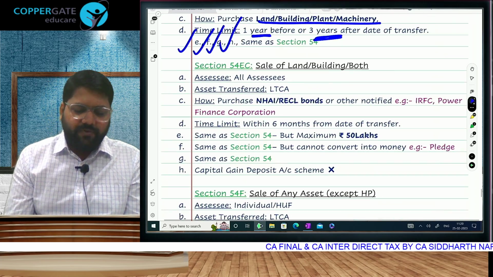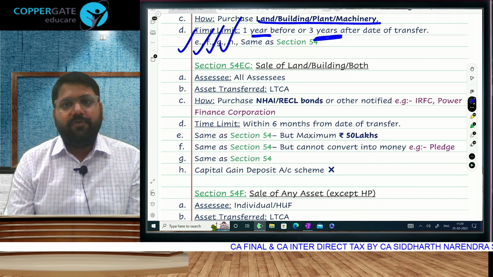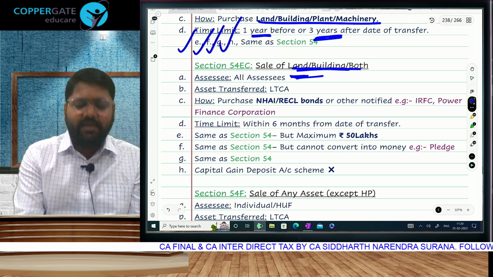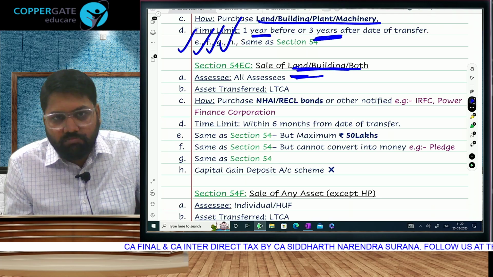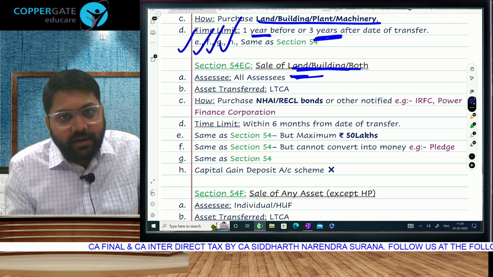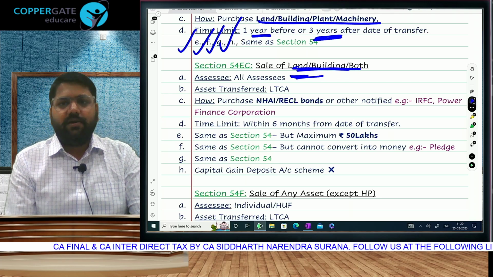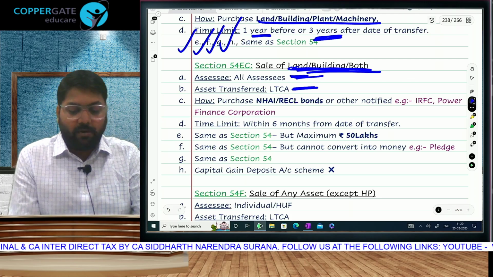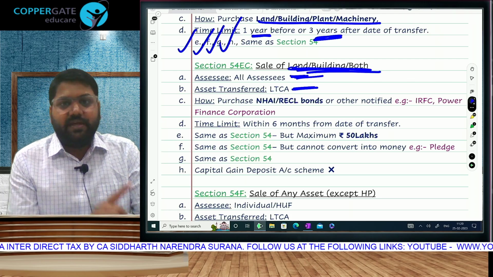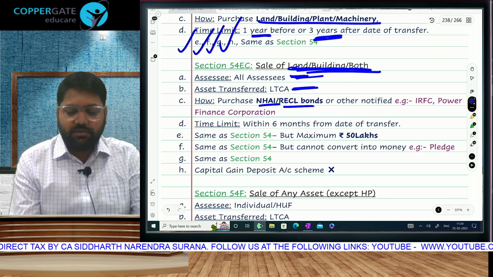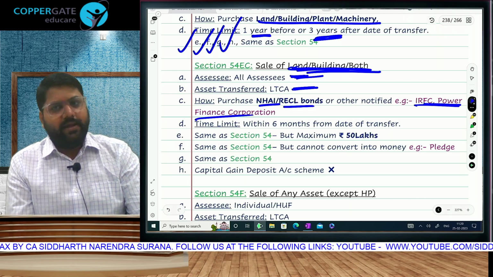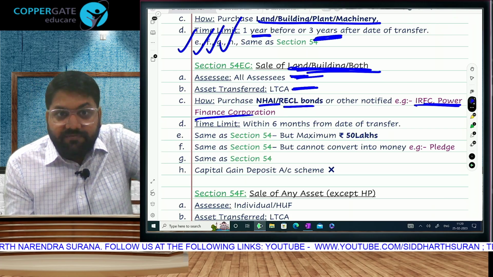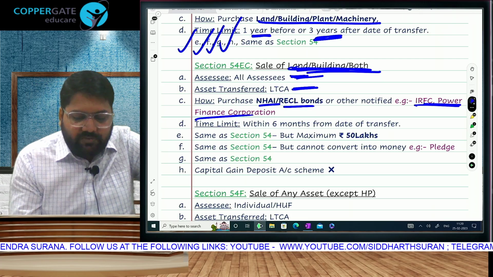Next we come to 54EC. This is also available for all assessees. Sell any immovable property and invest in bonds. Not James Bond, but NHAI, REC or notified bonds. Sell immovable property which is long term. So capital gain on this immovable property is long term, and with this money acquire NHAI, REC bonds or any notified bonds like Indian Railway Finance Corporation, Power Finance Corporation. Sell any long term asset which is immovable property and acquire these bonds within 6 months.